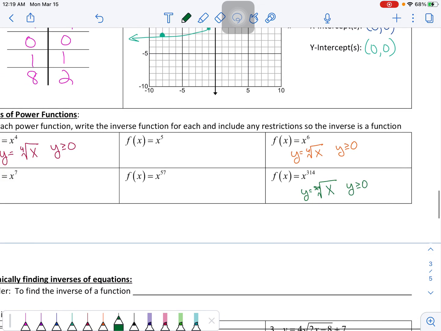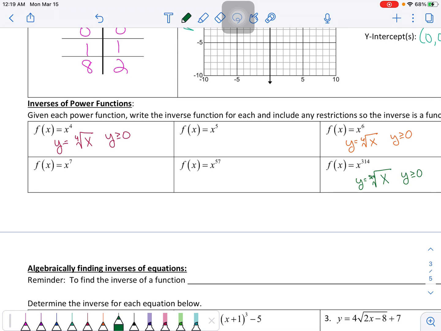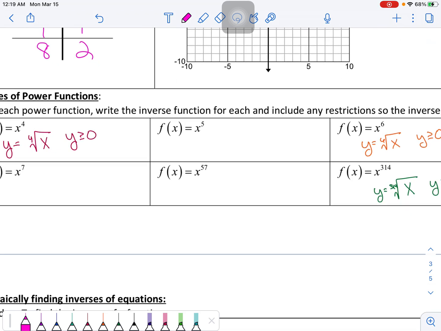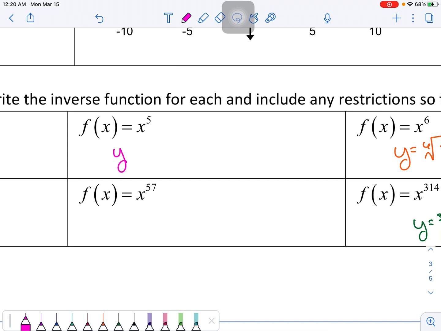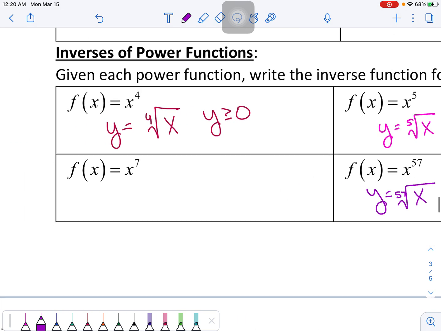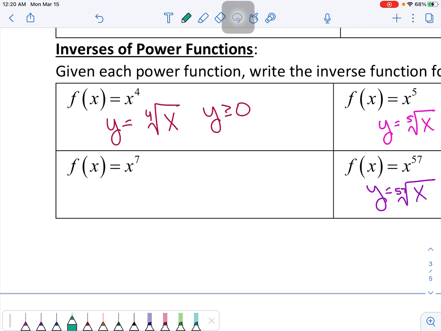So those are the ones that need domain restrictions or a restriction. The other values, all of the other three, are odd roots. So this is going to be y equals the fifth root of x, no restrictions whatsoever. Y is equal to x to the 57th. So that 57th power, there is a corresponding 57th root. There you go, 57th root. And the 7th power would have a corresponding 7th root.